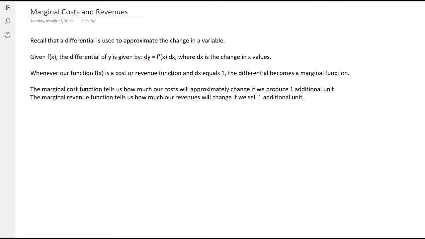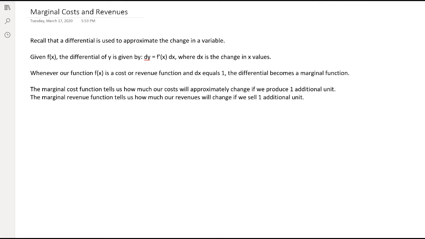For folks that have taken accounting and things of that nature before, you know what marginal means. A marginal cost tells us how much our cost will change if we produce one more unit. The key here is that marginal cost only tells you about the next unit, because dx is equal to 1. You're only changing your x value by 1. Marginal revenue has a similar definition. Marginal revenue tells us how much our revenues will change if we sell one additional unit.